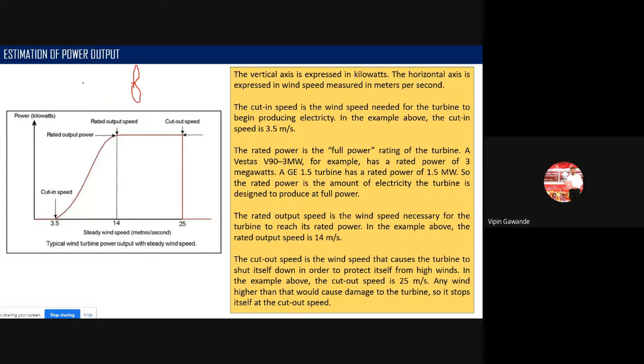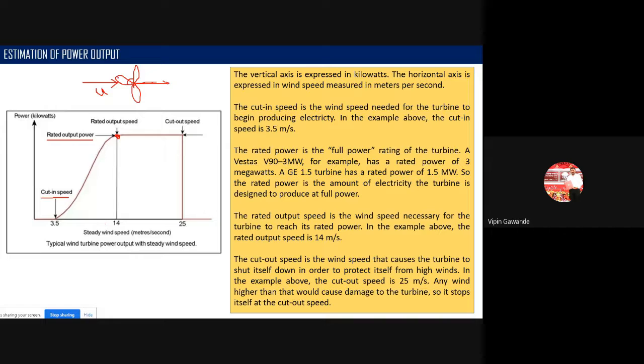Now, when we plot the power versus the wind speed, we find that when the wind is flowing over the turbine and reaches a particular speed, the blades start rotating. The speed of the air at which the blade starts rotating is called the cut-in speed. After that, the power increases, and then it comes to a fixed value, which we call the rated power. It will not exceed this rated power, and the velocity at this rated power is called the rated output speed, which comes out to be 14 meters per second.